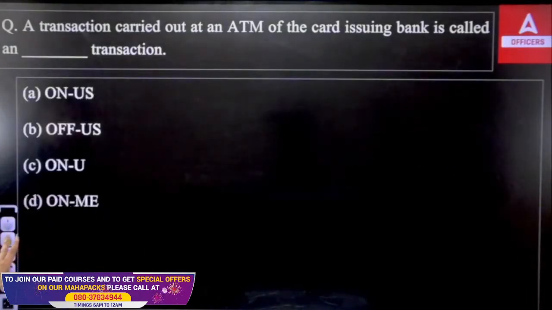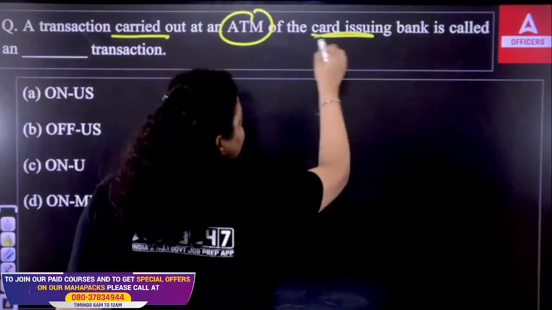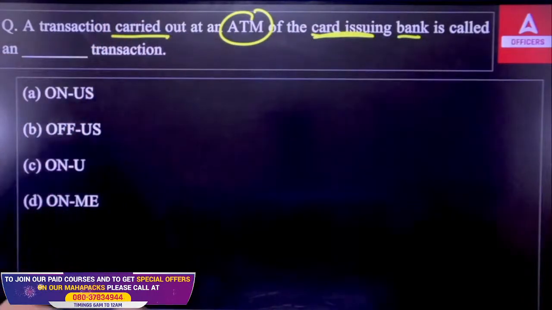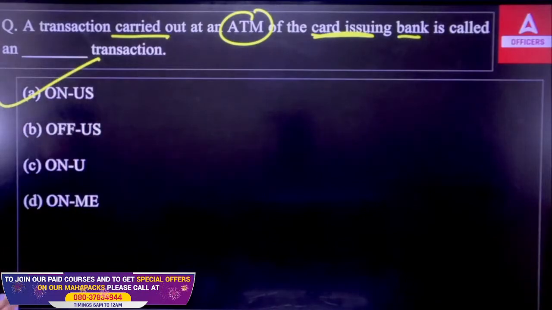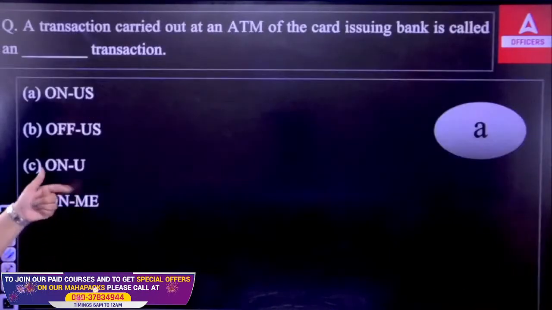So which of the following will be correct? The transaction carried out at an ATM of the card issuing bank only, the card issued by SBI and you are using the SBI ATM. That's what? That's an on-us transaction. Okay, so right answer is A. Right answer is what? A.